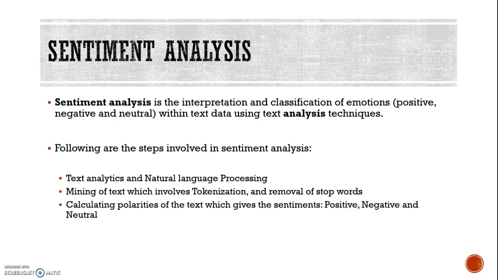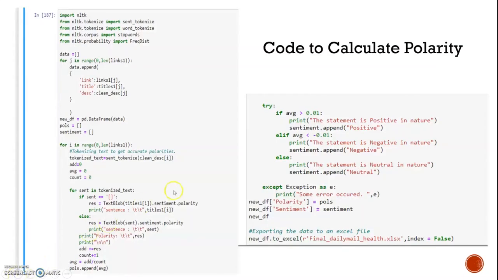Stop words can be considered as the noise which is present in our text. For example, words like is, the, and. These words do not provide any meaningful emotion to the article. So it is required to remove these words. Moving forward, we calculate the polarities of the text, which gives the sentiments positive, negative, and neutral. Now let's have a look at the code to calculate the polarity.